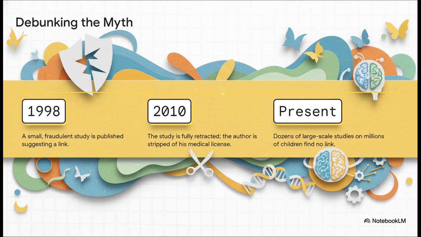So you might be wondering, well, where did this whole idea even come from? It all goes back to one single, tiny, and fraudulent study from 1998. It only involved 12 kids. That paper was eventually exposed for what it was: bad science and outright fraud. It was fully retracted and the author lost his medical license. Since then, dozens of massive studies, following millions of children around the world, have all come to the exact same conclusion. There is absolutely no link.